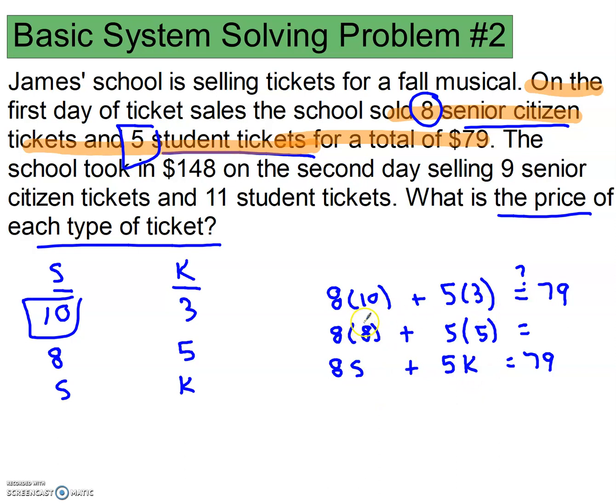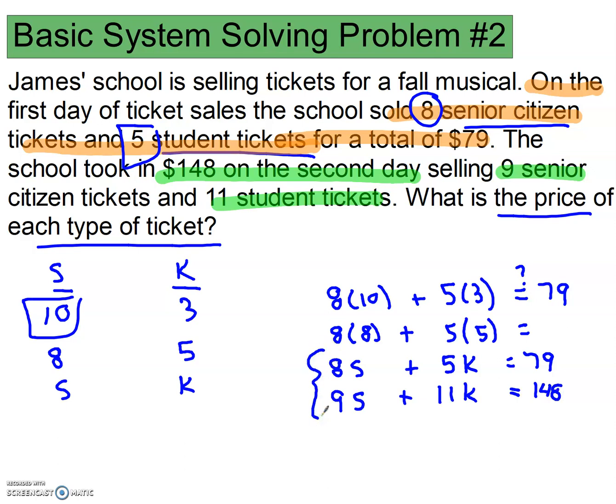Even if I guessed right on one of these first two, I'd still have to check and see, hey, does this work in the second situation here, where 148 bucks was made selling 9 and 11? Okay, so even if it works here, I still got to be true for the other thing. So apparently 9 senior tickets plus 11 kid tickets is supposed to total up to 148. Okay, so both equations have to be true.